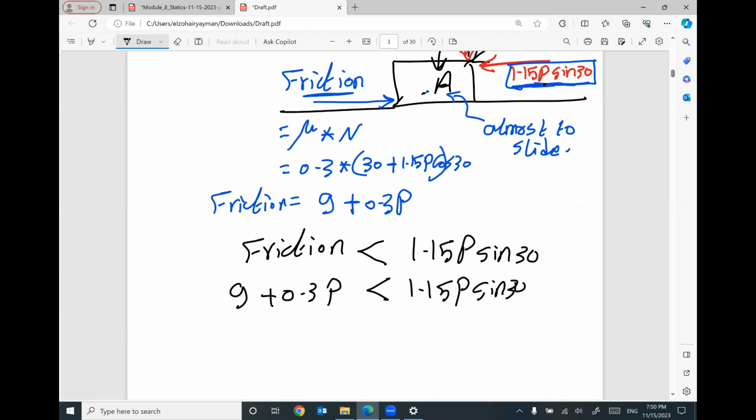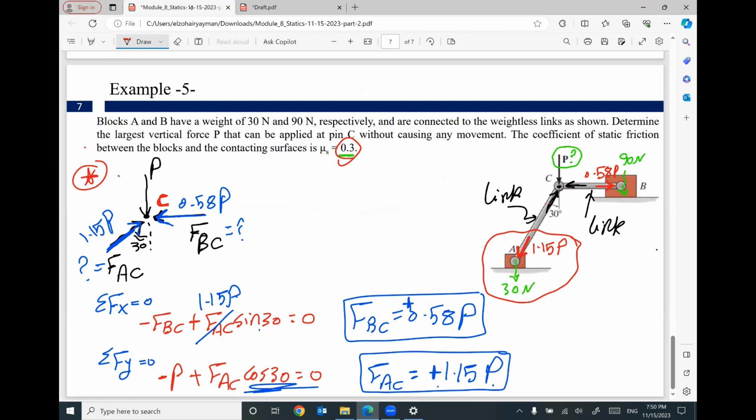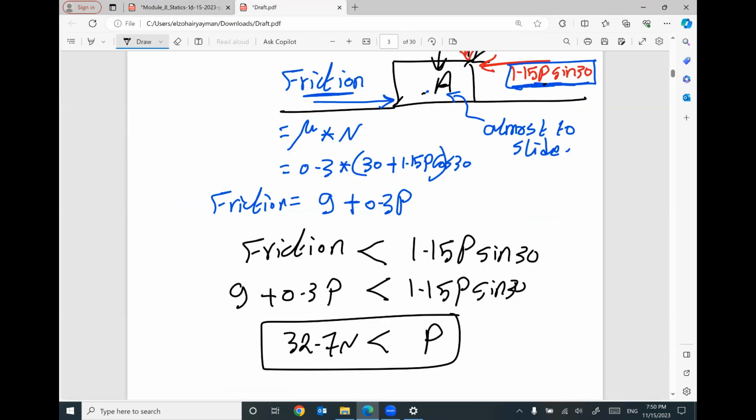Go ahead and define the value of P. Your value of P will be 9 divided by 1.15 times sine 30 minus 0.3, which is 32.7 Newton. If you would like to make this block A slide, I have to apply a force P here. How much? Greater than 32.7 Newton.